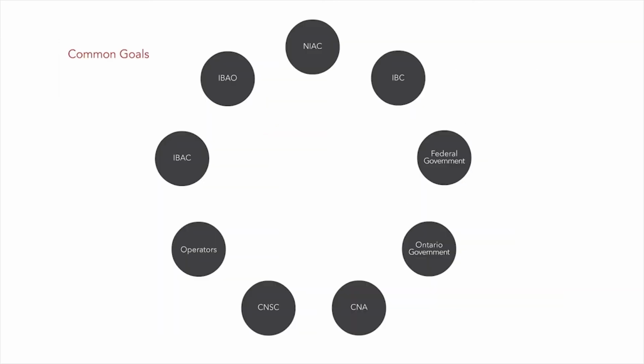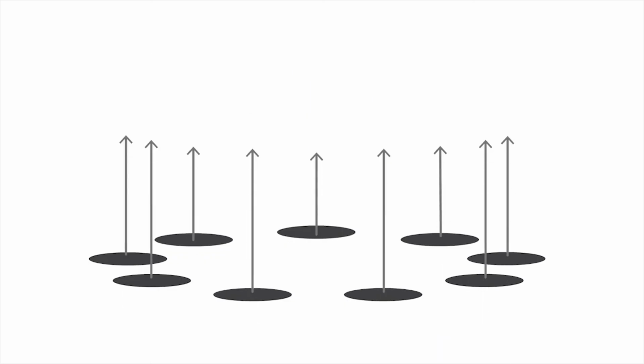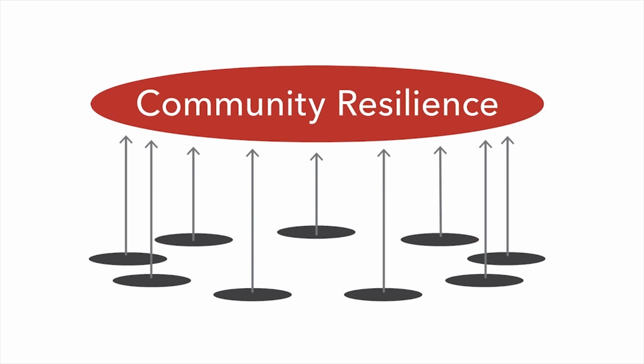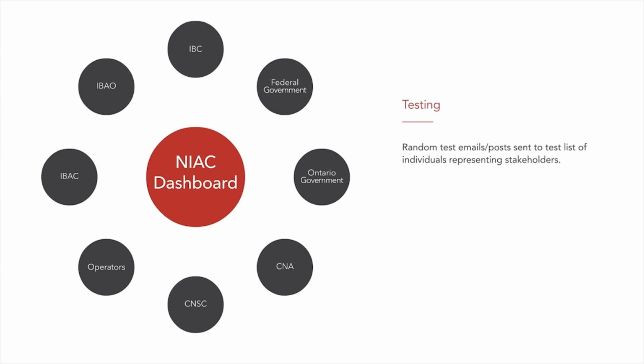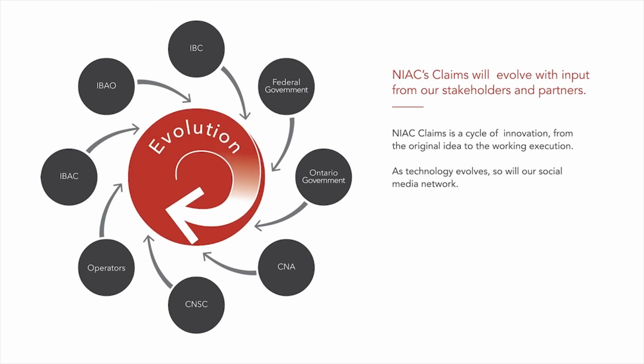As stakeholders, we have many common goals we share, but our number one goal is the well-being, safety, and health of the public. Ultimately, we will all be working to meet our number one goal: community resilience. We will be testing our social media network's functionality by creating, curating, archiving, and sharing valuable, actionable content with our team members across all platforms using the leading social media platform in the world. NIAC's social media network will evolve with input from our stakeholders and partners. NIAC Claims Administration is a cycle of innovation, and as technology evolves, so will our stakeholder social media network. Together, we will be creating a secure, reliable network we can all be proud of.